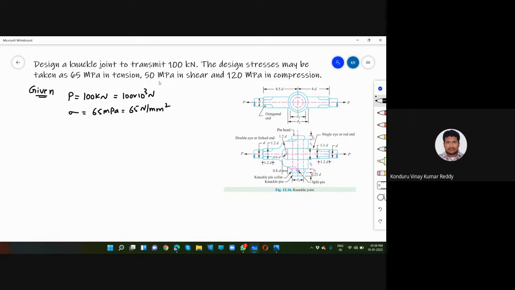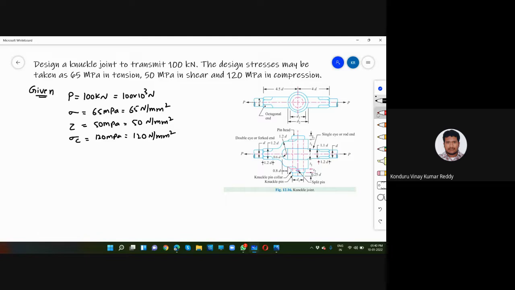And 50 megapascal in shear. Shear will be represented as tau. Tau is equal to 50 megapascal, which is equal to 50 Newton per millimeter square. And compression, crushing, both we will represent as sigma c. Sigma c is equal to 120 megapascal, which is equal to 120 Newton per millimeter square. This is the data that was given.